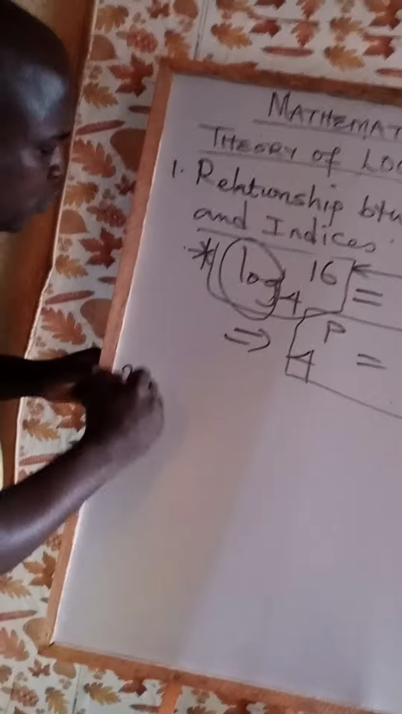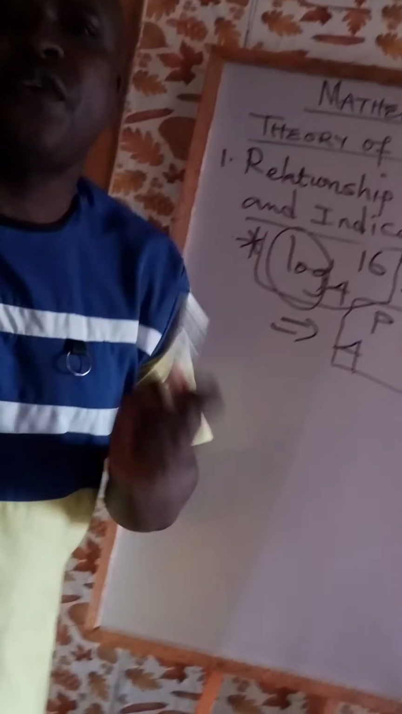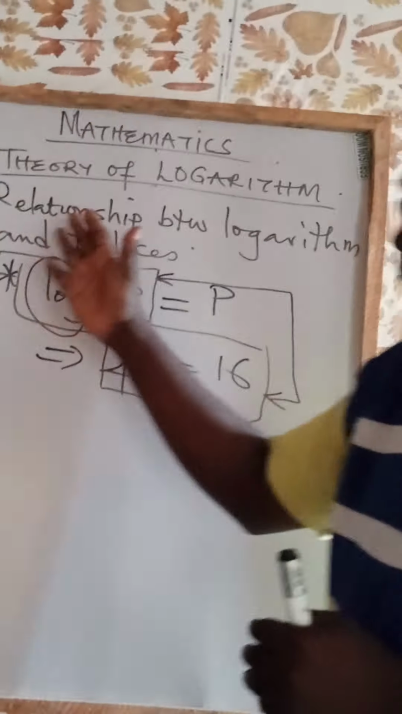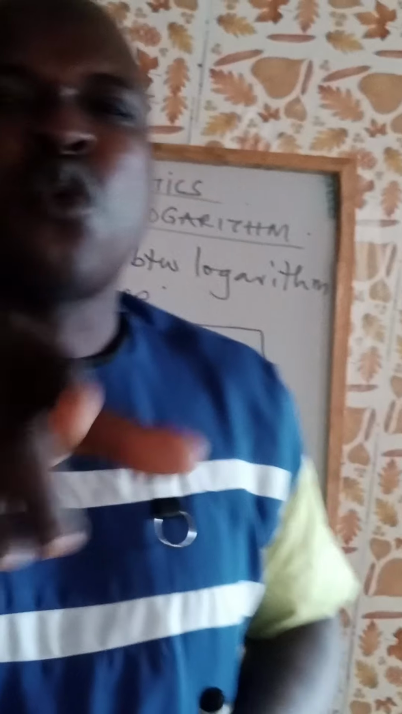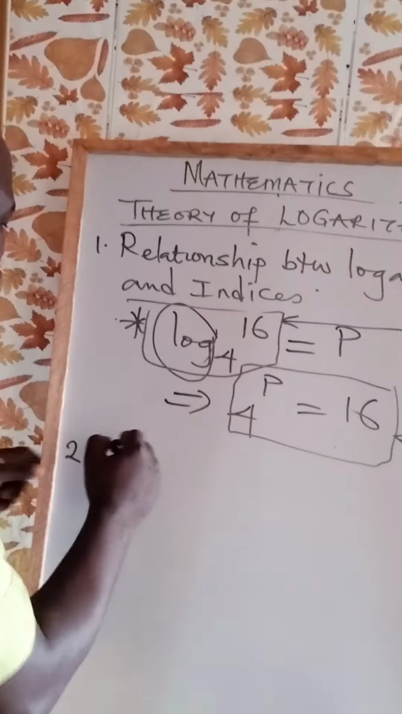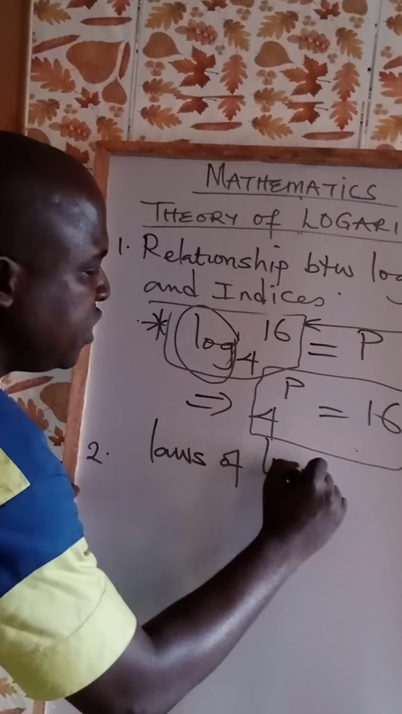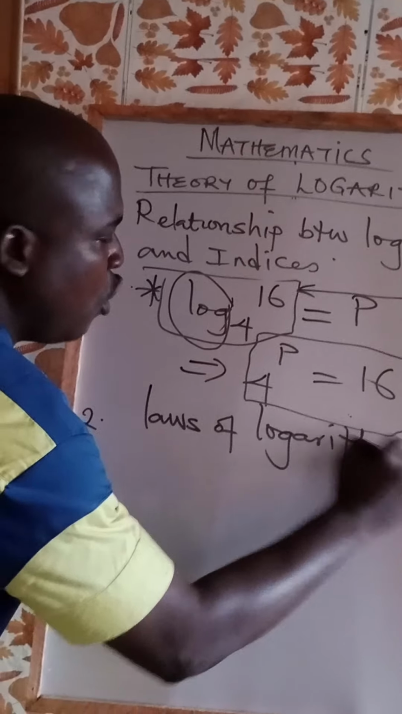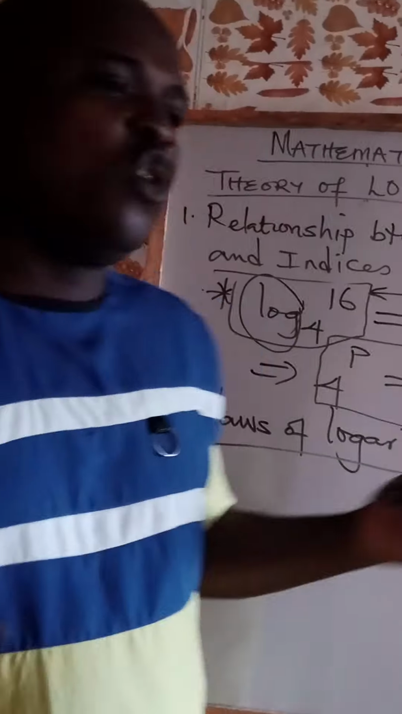Then number two, for us to be able to solve the theory of log very well, the first, as I said, is that we are going to consider the relationship between logarithm and indices. And secondly, we are going to consider the laws of logarithm. We need these laws so that we will be guided whenever we are solving a question.